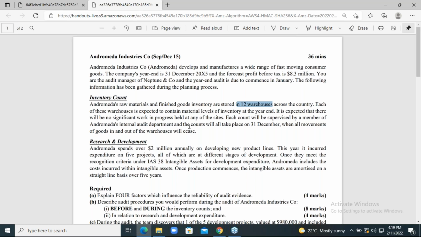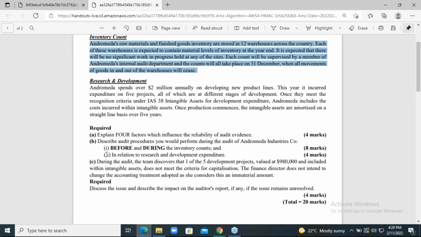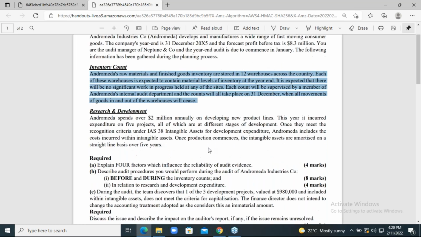So this is the data, but you can see in this question he is asking to describe audit procedures you would perform during the audit of Andromeda Industries before and during the inventory count. Now the data is very straightforward. There is nothing special in it. Just that WIP procedures are not required, and there are 12 warehouses.